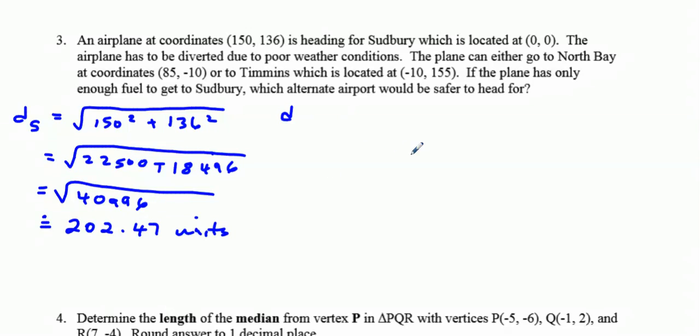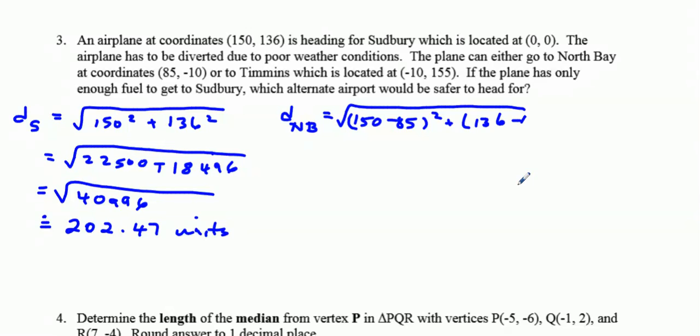Let's find the distance to North Bay. So the distance to North Bay is going to be the square root of 150 minus 85 squared plus 136 minus 10 squared.